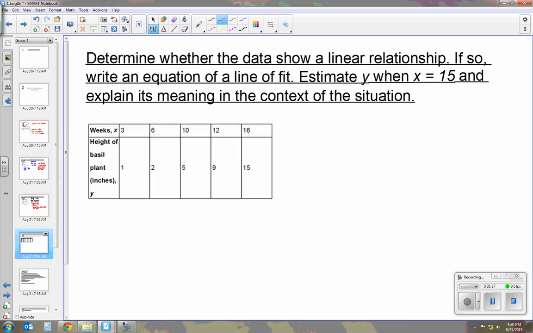All right, up next, it's a little different. It says determine whether the data show a linear relationship. If so, write an equation of a line of fit. Estimate y when x equals 15 and explain its meaning in the context of the situation. Now, when we have something like this, it's best to graph it to see if we can draw a line of best fit and if it does increase in a linear way. If I were to graph this, it is a linear relationship.